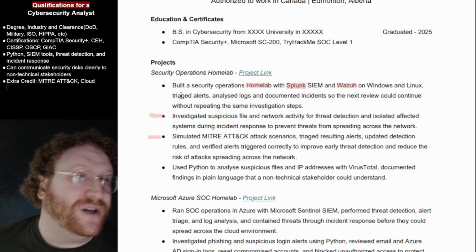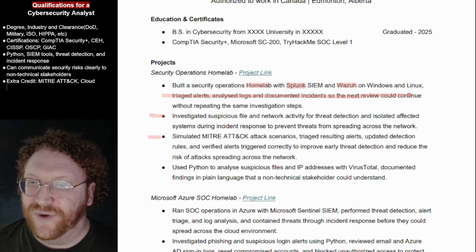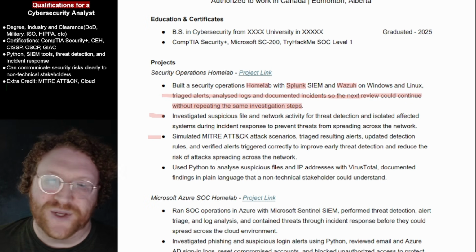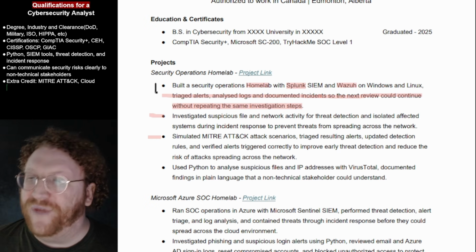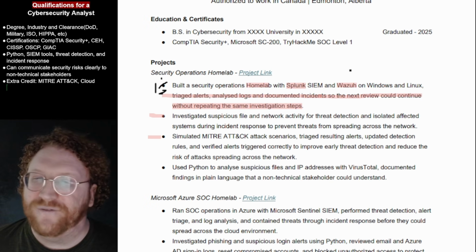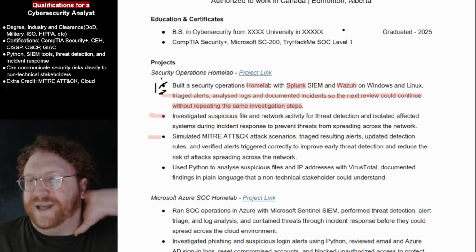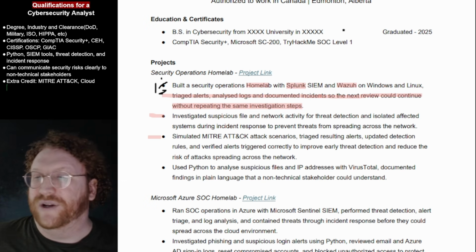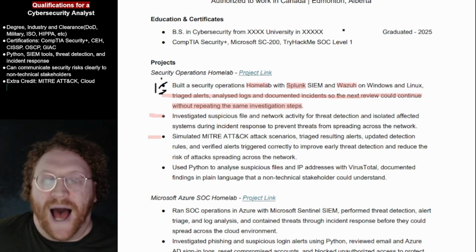Triaged alerts, which is a hot dog. Analyzed logs and documented its next review. Again, this is not a good description. So my problem with this first sentence is A, it's overly wordy. B, there's only one thing I want, and maybe extra credit. I'll give them 1.5 for Windows and Linux. 1.5, but why does it matter that you analyzed logs and documented incidents so the next review could continue without repeating the same investigation? Why is that important to the company?